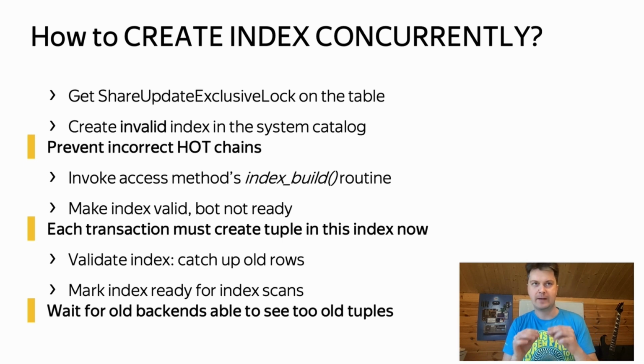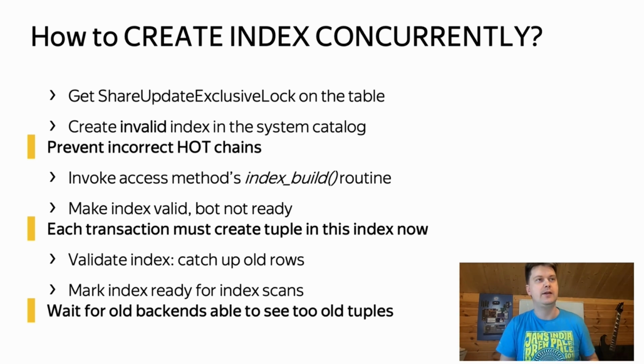This means that now this index can accept new inserts. It must be notified about any new tuple in a table, but it cannot yet be used for index scans and index-only scans. After this, we must ensure that there are no old transactions that do not know about this index. Then we call validation, catching up with old rows, and then open this index for index scans. That's it. How is it implemented?